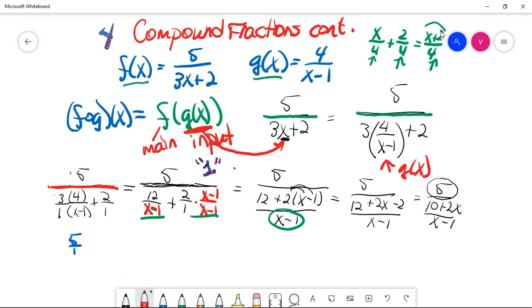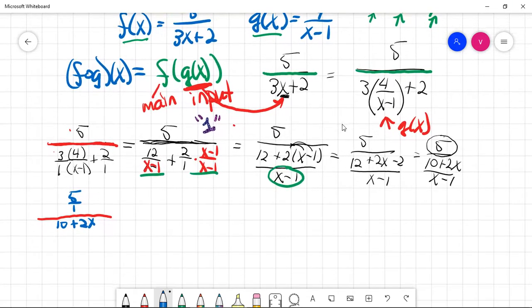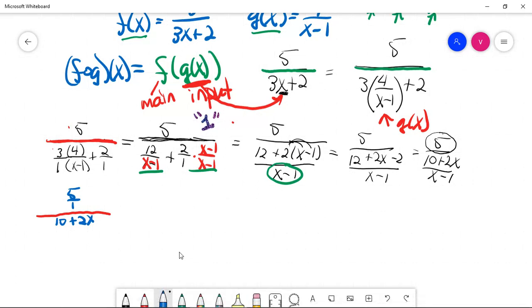And then we have our main division thing here, right? And then we have 10 plus 2x. Let me move this whole paper up here. And that's divided by x minus 1. All right, the reason I did that is because I'm going to get rid of this. This is called a compound fraction when it's a fraction divided by a fraction. So I'm going to get rid of that by multiplying by the reciprocal of this.